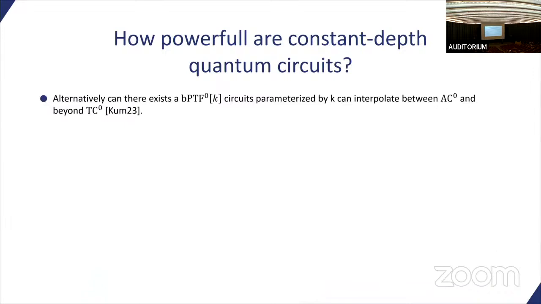And now what we do is alternatively explore a class that was recently introduced by Kumar, which we call bounded polynomial threshold function circuits, which has a certain parameter k. And what's interesting is that this parameter k allows us to interpolate between AC0, the class for which we know some lower bounds, and even beyond TC0. So it has a non-trivial connection.